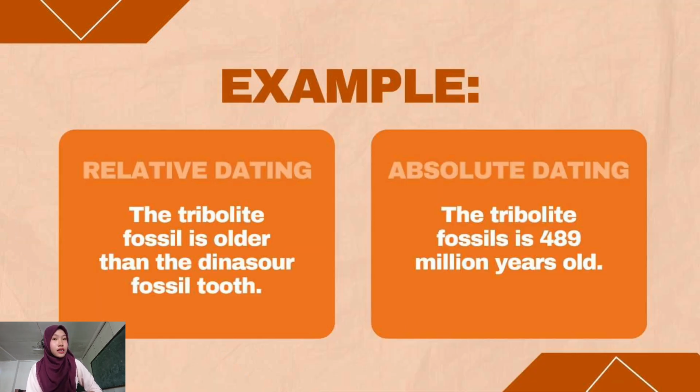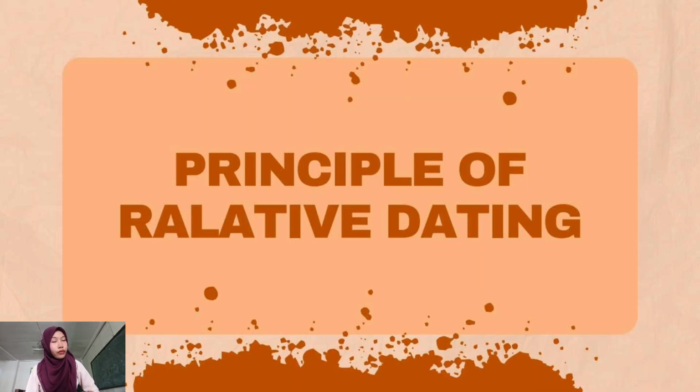So here is an example in a sentence. Relative dating: the trilobite fossil is older than the dinosaur fossil tooth. While in absolute dating: the trilobite fossil is 489 million years old. So we can see the difference, because in relative dating, we just compare which is older, and in absolute dating, we actually provide an age in years. There are 5 principles of relative dating.